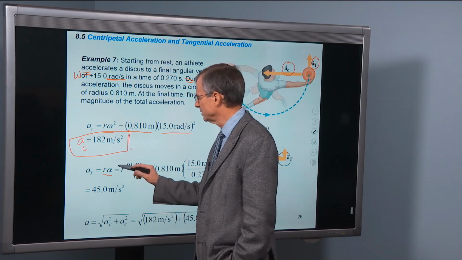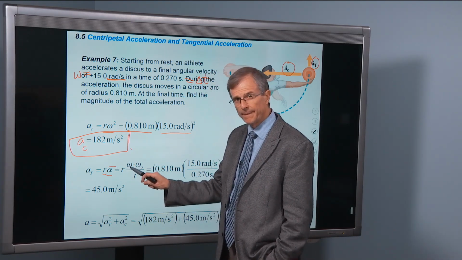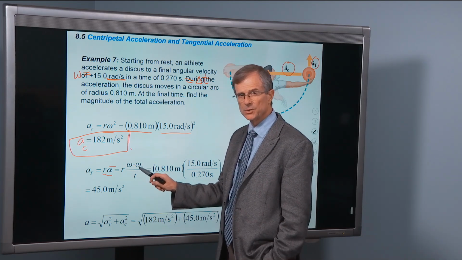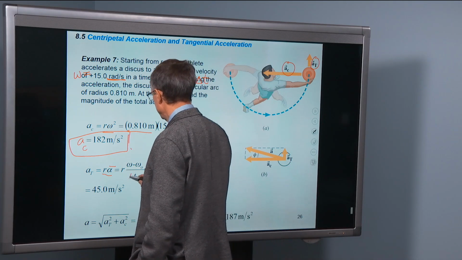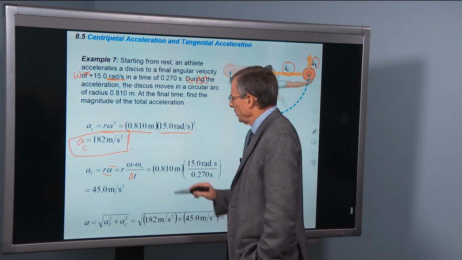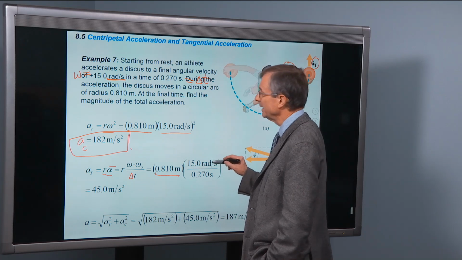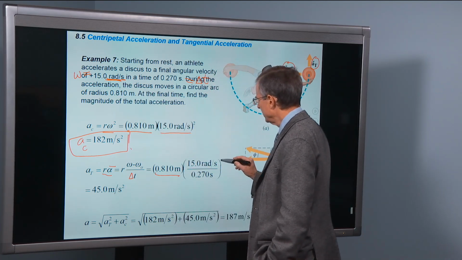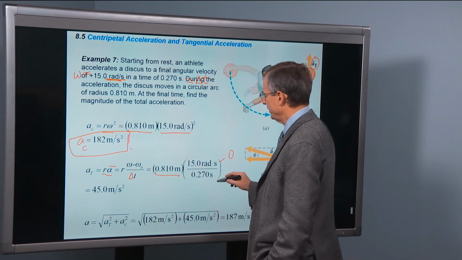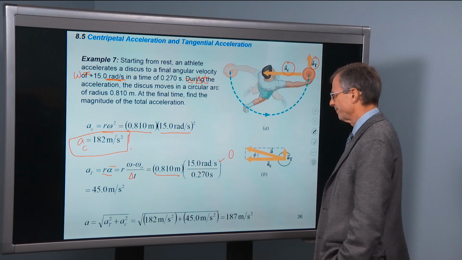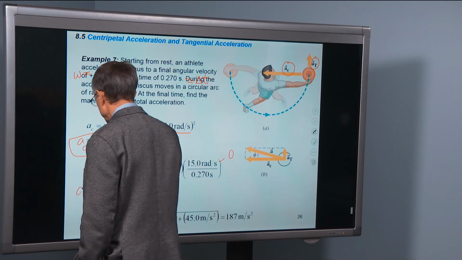And if we want to find the average angular acceleration, we can find that as the final angular velocity minus the initial angular velocity divided by the elapsed time. R is 0.8 meters, that's the radius. The final angular velocity is 15 radians per second. The initial angular velocity is 0, started from rest. And then the elapsed time is 0.27 seconds. And plug those numbers in and you get the tangential acceleration.